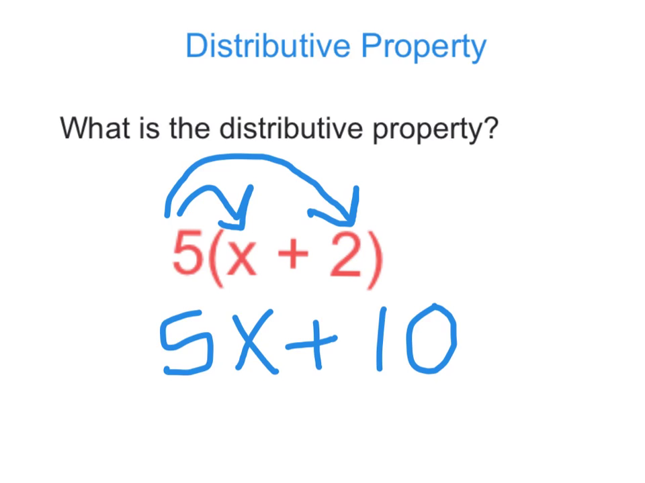Now that we have simplified our expression, we can take a look back and see why we did these steps. Since the 5 is attached to the parentheses, we know that we need to distribute the 5 to every number or variable inside of the parentheses.